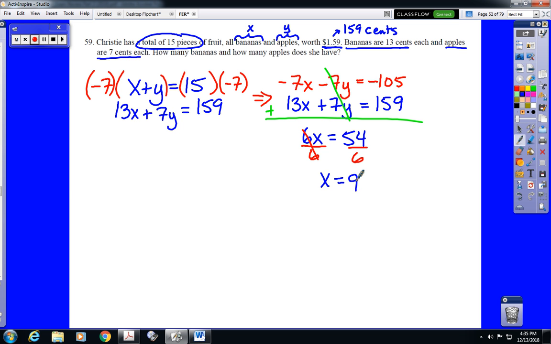Then we take that 9 and we plug it in up here in the original first equation. 9 plus y equals 15. Subtract 9, and we get y equals 6. Then we just have to answer the word problem with a word answer. Remember that x is the number of bananas and y is the number of apples. And if it said define the variables, we would have had to actually state that, but it didn't, so we don't. It says how many bananas and how many apples?